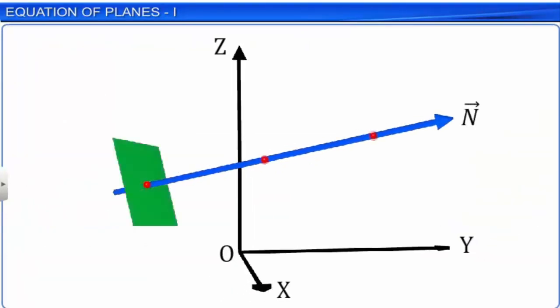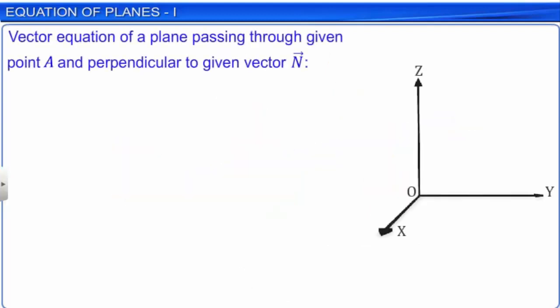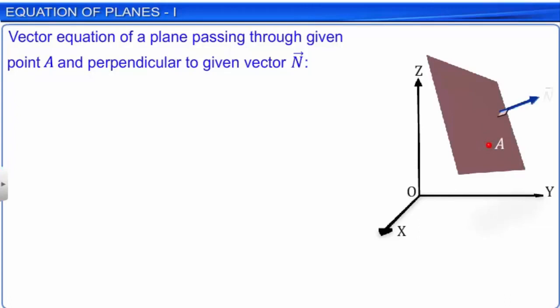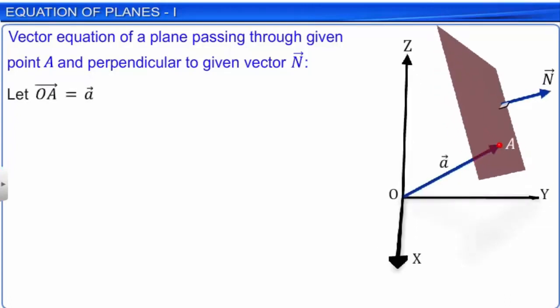There is an infinite number of planes perpendicular to a given vector n in space. However, only one unique plane perpendicular to vector n can pass through a given point A. Let us find the vector equation of a plane passing through a given point A and perpendicular to a given vector n. Let vector A be the position vector of point A as shown.